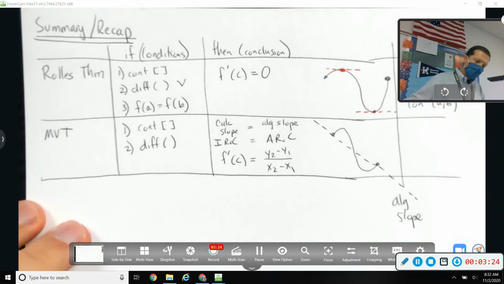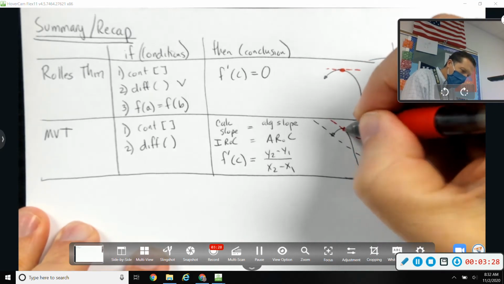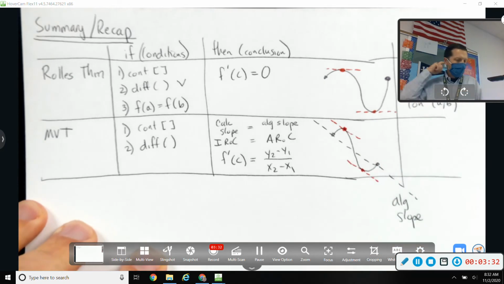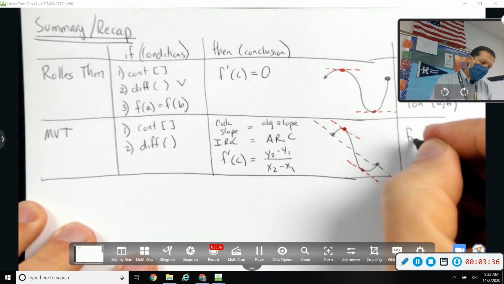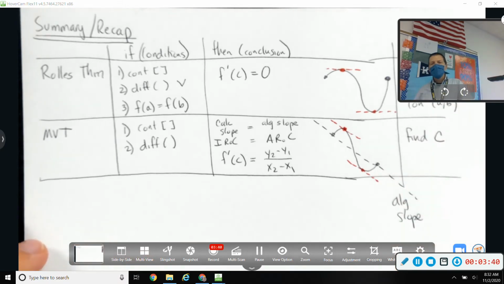And somewhere, maybe more than one somewhere, the calculus slope equals the algebra slope, and your job, just like Rolle's, is to find where that happens. Questions on MVT or Rolle's? Similarities, differences?